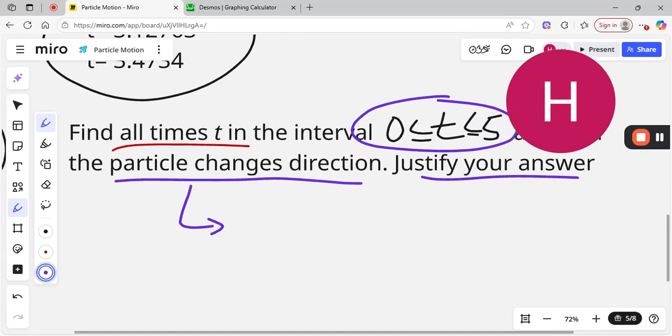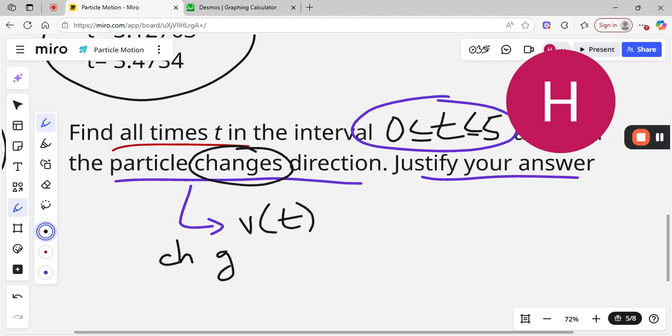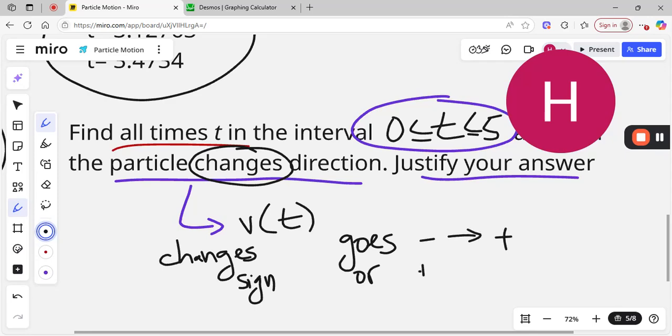Change direction. What does that mean? That doesn't just mean the velocity equals 0. I know a lot of you think that it's just when the velocity is 0. That's not correct. It's more specific than that. We're saying that the particle changes direction. So we're looking for when v of t changes sign. So it either goes from negative to positive or positive to negative.